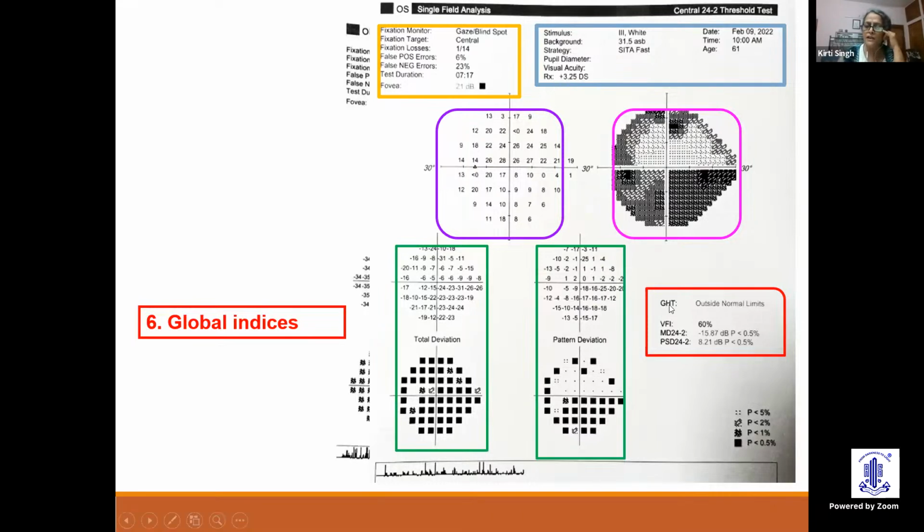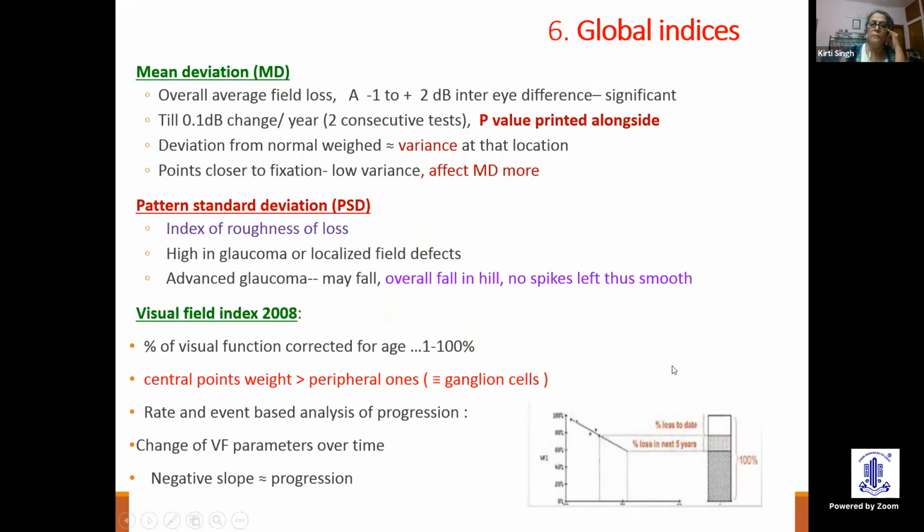This is the glaucoma hemifield test outside normal limits, visual field index, MD, and PSD. Mean deviation is the average field loss, and it is deviation from normal weighted by the variance at that location. The points closer to fixation affect the MD more. It has almost been replaced by visual field index, which has come up.